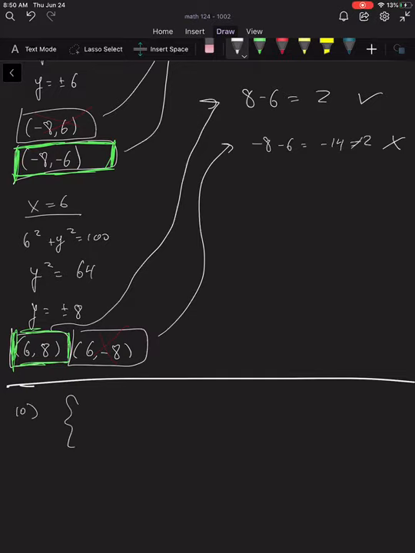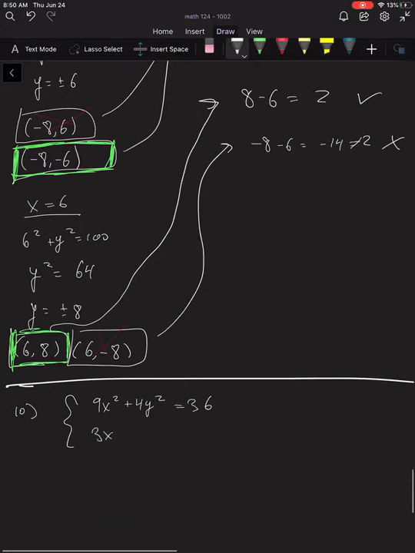So we have 9x squared plus 4y squared equals 36, and 3x plus 2y is equal to 6. Okay, so similar to the last problem, we need to do a substitution thing.